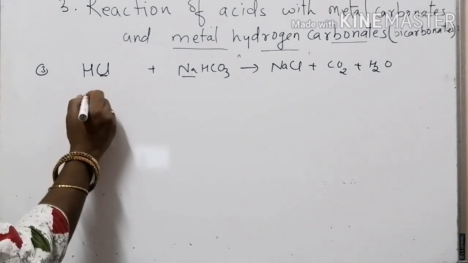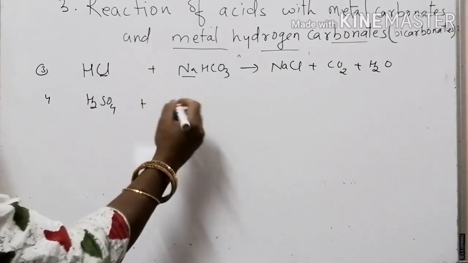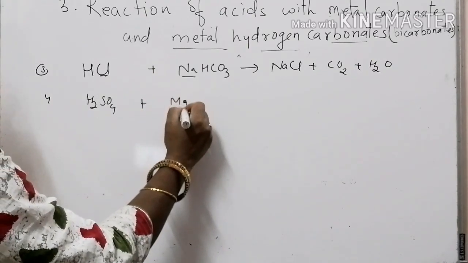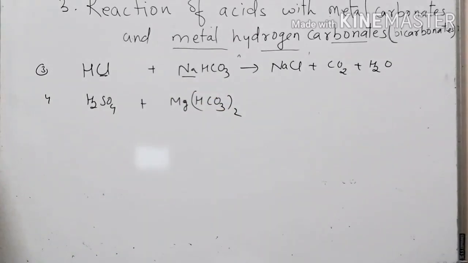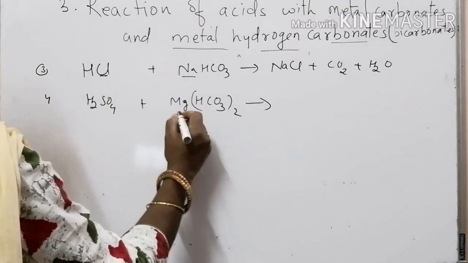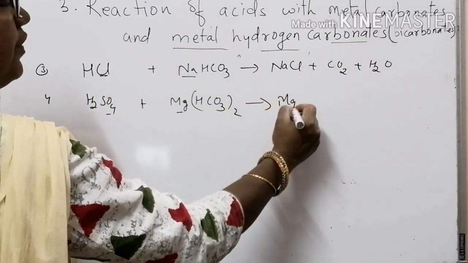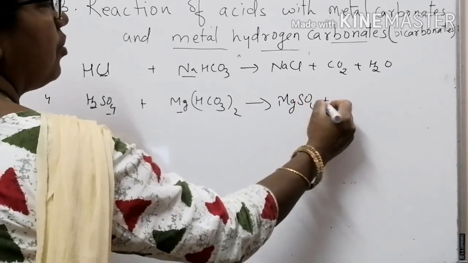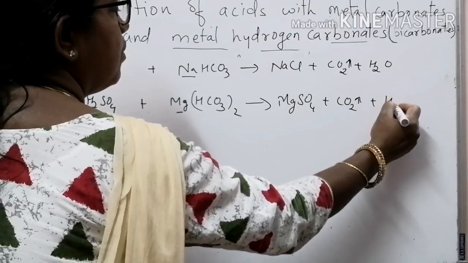If we take sulfuric acid again, fourth example, with magnesium bicarbonate or magnesium hydrogen carbonate, the products formed are magnesium sulfate along with carbon dioxide gas and water.